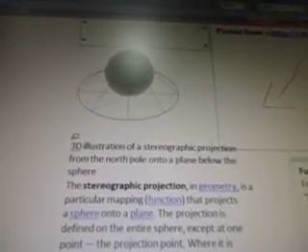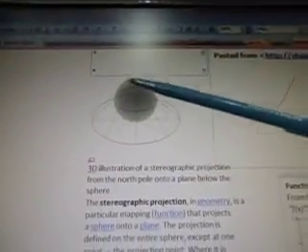Okay, this 3D illustration is of a stereographic projection from the North Pole onto a plane below the sphere. So there's your North Pole, and then there's the projection, and this is another plane here. The stereographic projection in geometry is a particular mapping function that projects a sphere onto a plane. The projection is defined on the entire sphere except at one point, the projection point. Where it is defined, the mapping is smooth and bijective. It is conformal, meaning that it preserves angles. It is neither isometric nor area preserving. That is, it preserves neither distances nor the areas of figures.